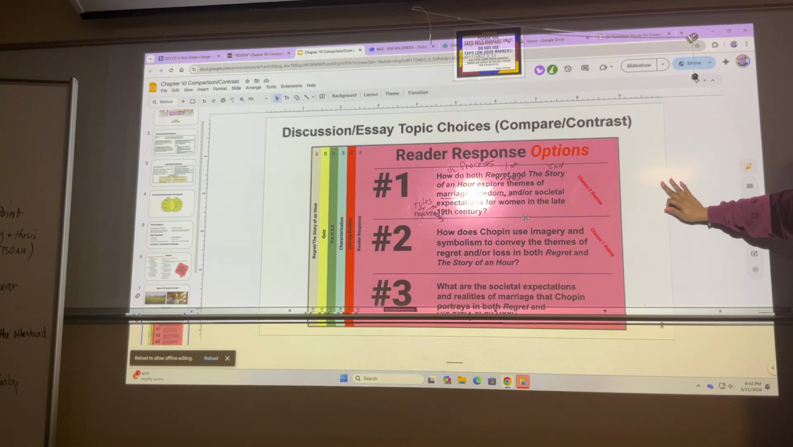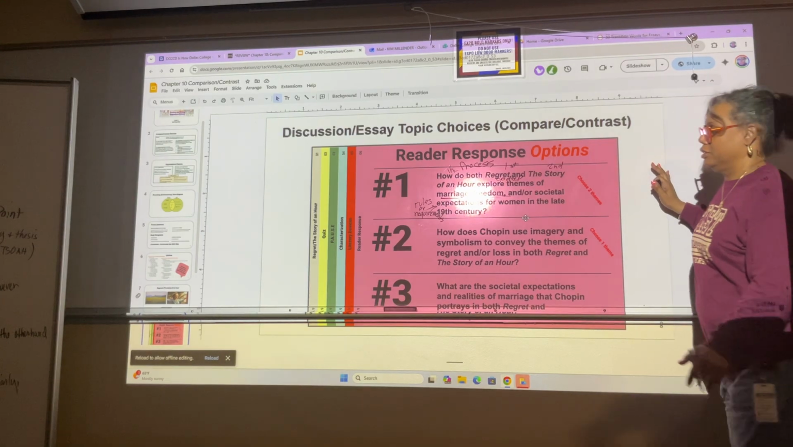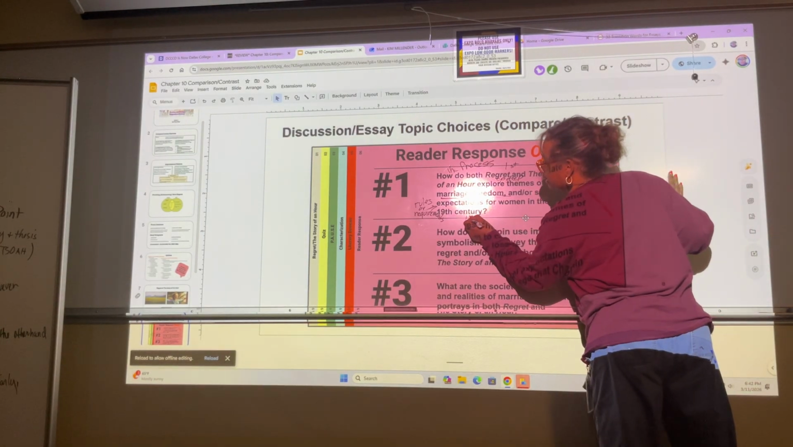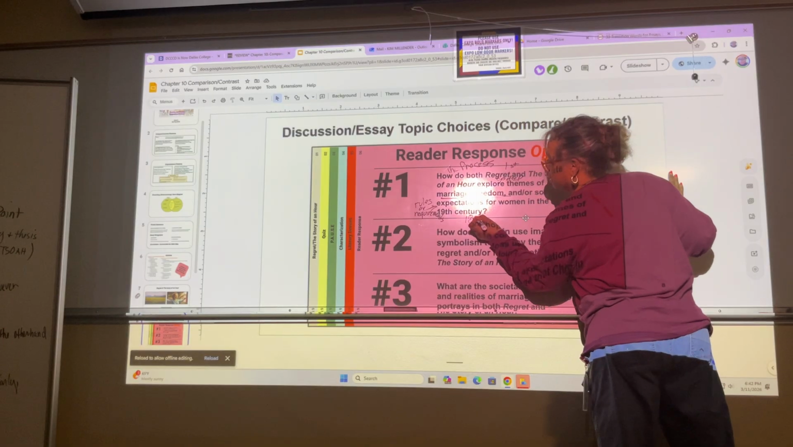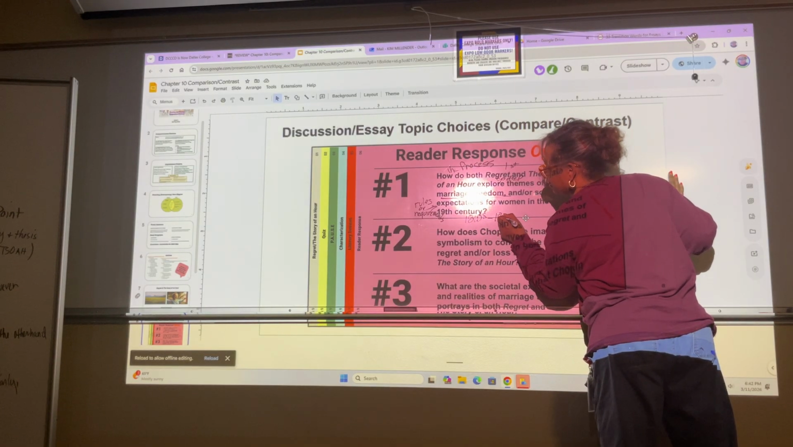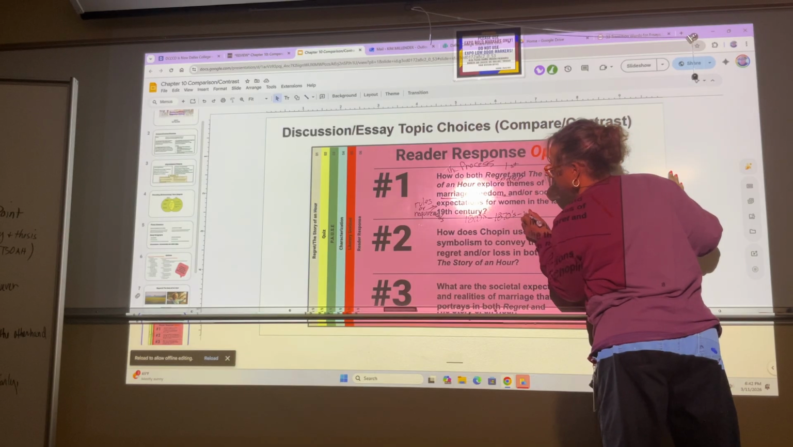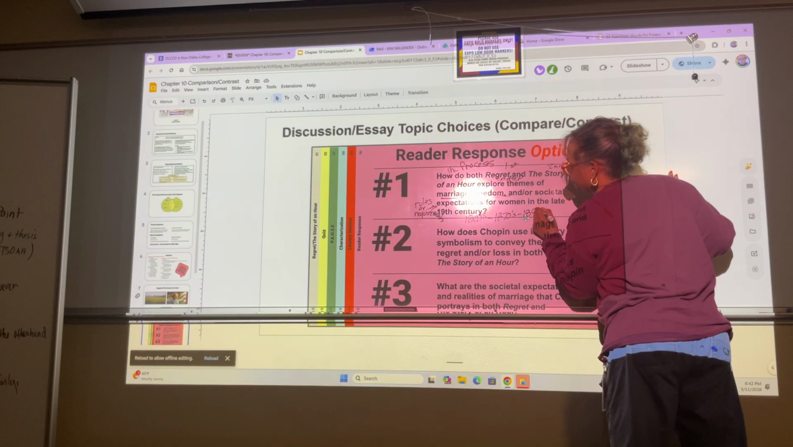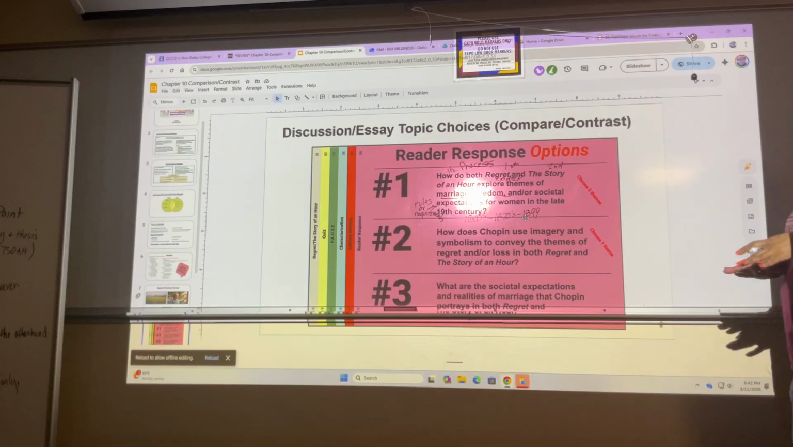1901. 19th century, 1890 something. 1800s, right? 1800s. So we're really thinking like 1870s and beyond, right? 70s to 1899. All right, so we've kind of broken it down a little bit.